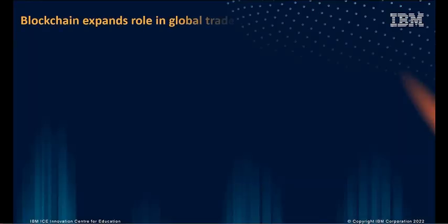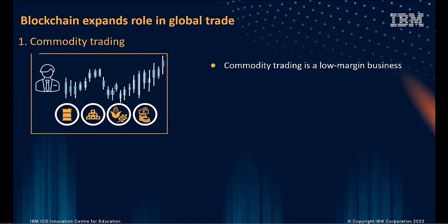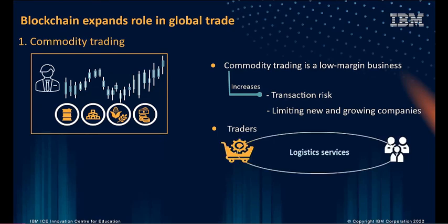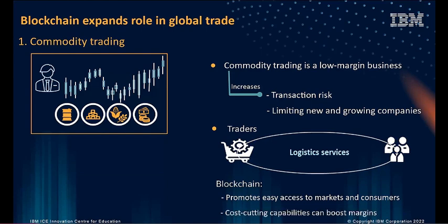Blockchain in global trade. In commodity trading, it is a low-margin business. This increases transaction risk, which limits new and growing companies. Traders are demanding efficient producer-to-consumer logistics services. Blockchain promotes easy access to markets and consumers. Its cost-cutting capabilities can boost margins.